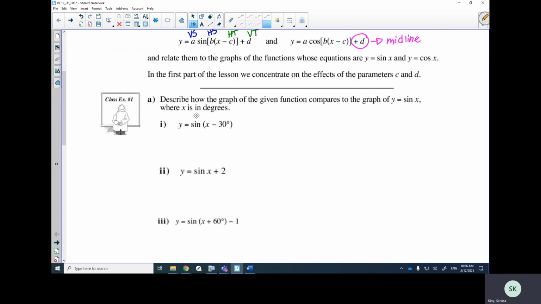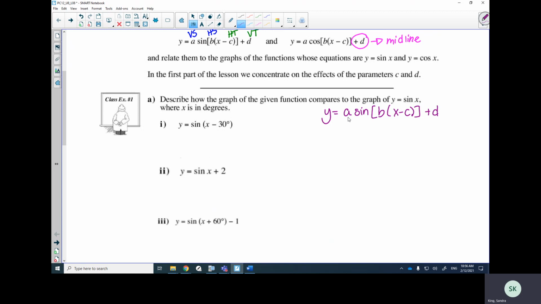Class example 1. Describe how the graph of the given function compares to the graph of y is equal to sine of x, where x is in degrees. So you have to say to yourself, let's actually write all of the parameters. It's going to be y is equal to a sine, open bracket b, open bracket x minus c, close 2 brackets, plus d.